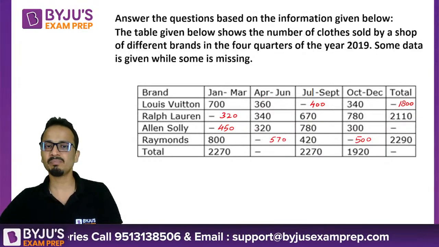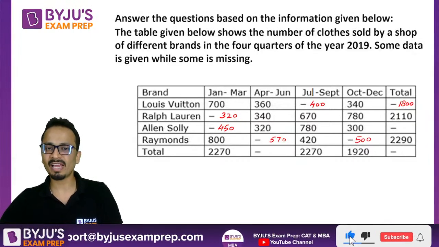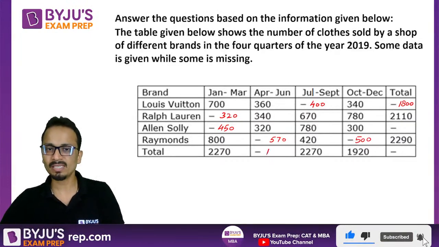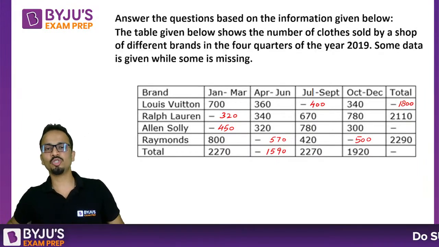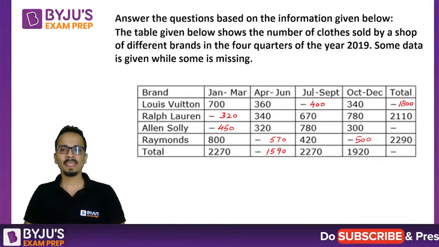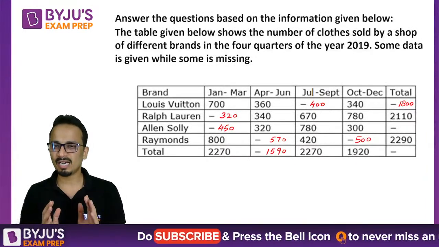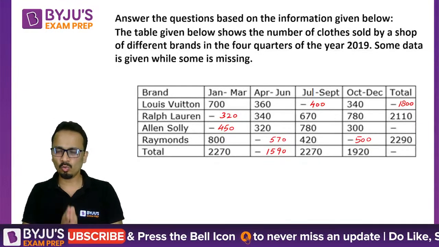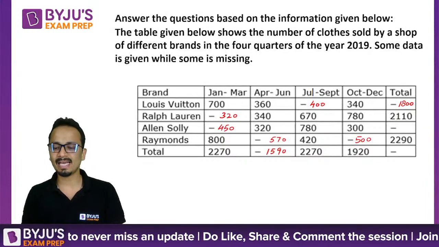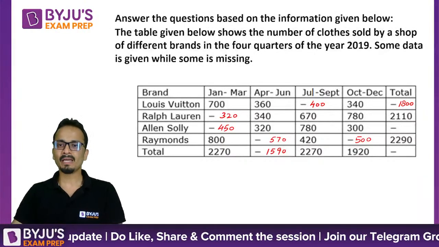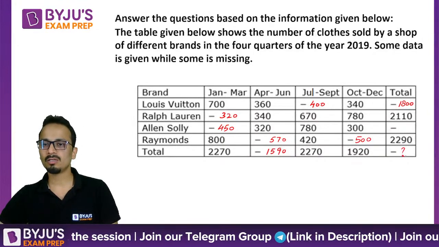So 3 plus 3 plus 3, 900, 1000, 1590. So 1590 will be the sum for the April to June quarter. Okay. Now a little care and a good amount of speed will definitely help you solve this particular table in less than 3 minutes. Right? Now one last thing, you can all give me the total.